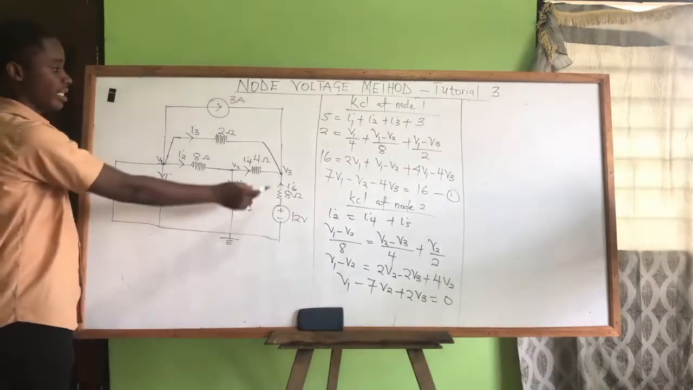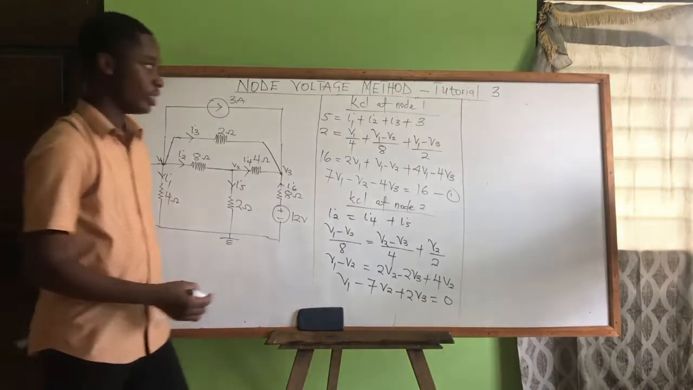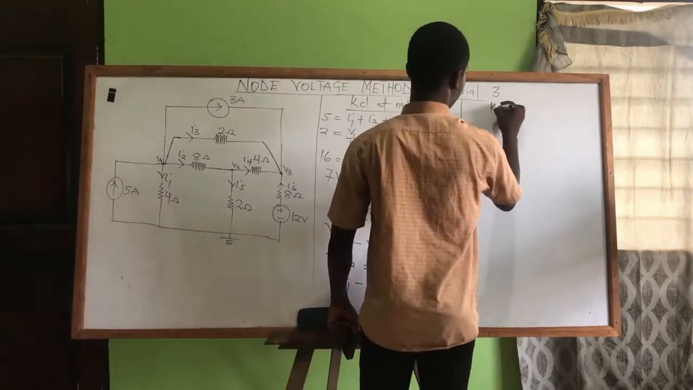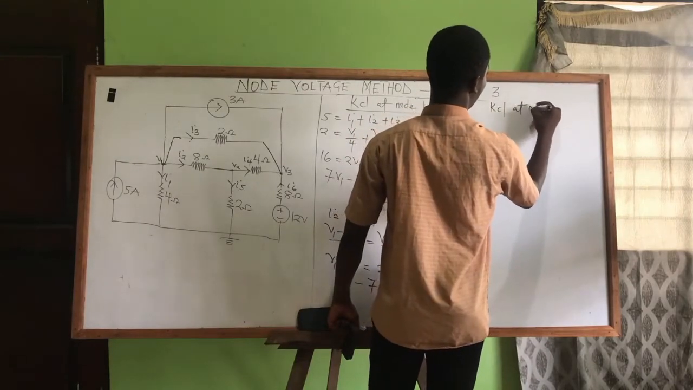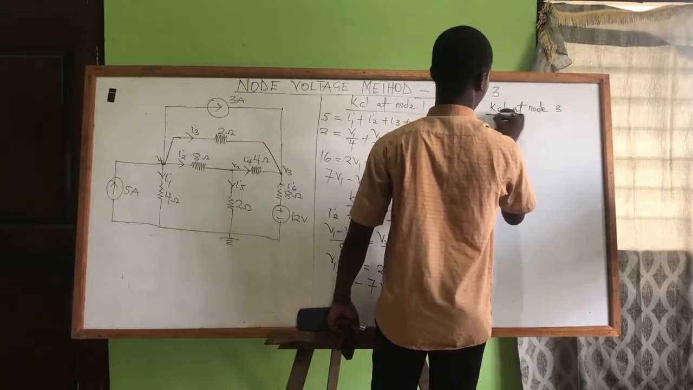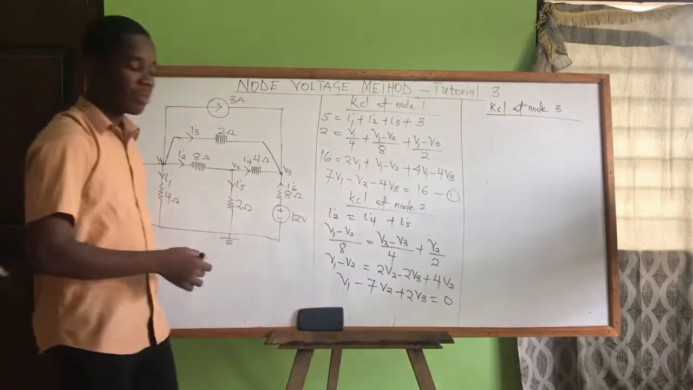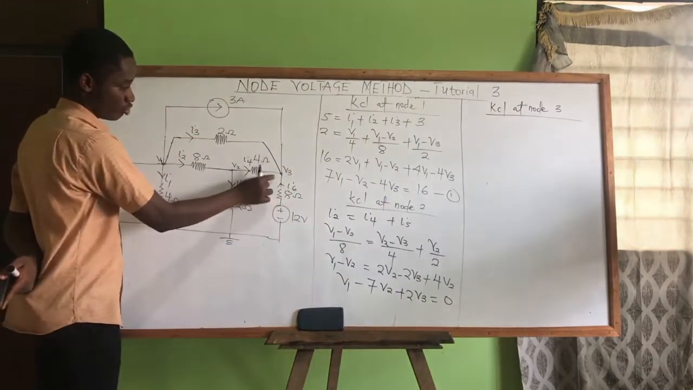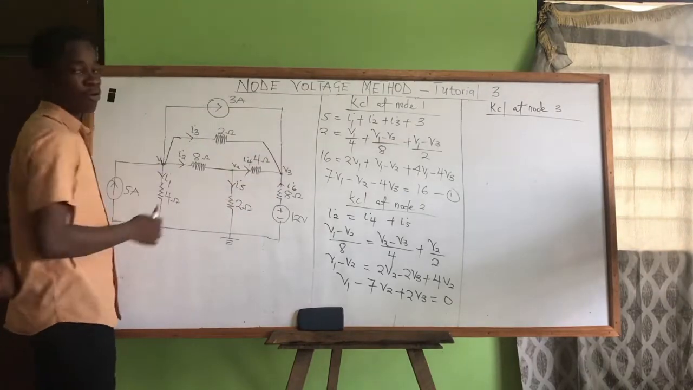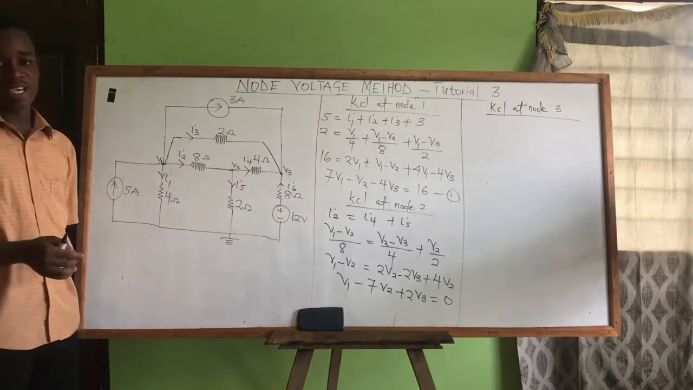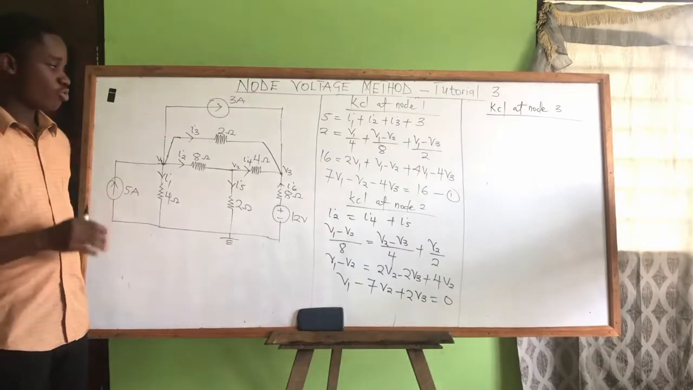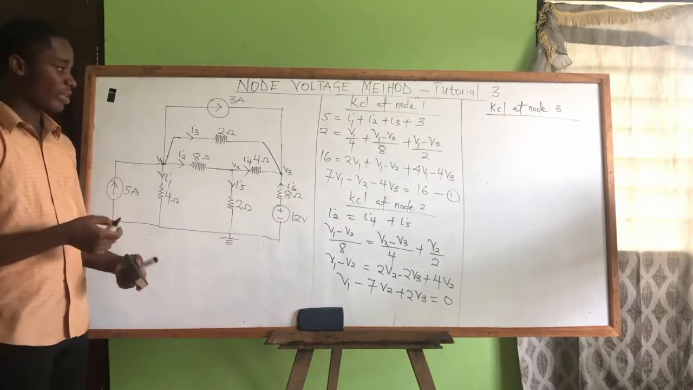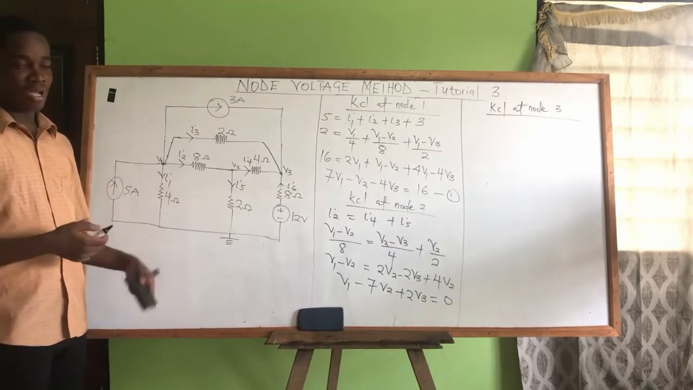Now we are going to write KCL at the last node. So KCL at node 3. At node 3, how many branches are making up that node? We have 1, 2, 3, 4. 4 branches, meaning we have to get 4 currents. So looking at the branches, which of the currents are entering, which ones are leaving?